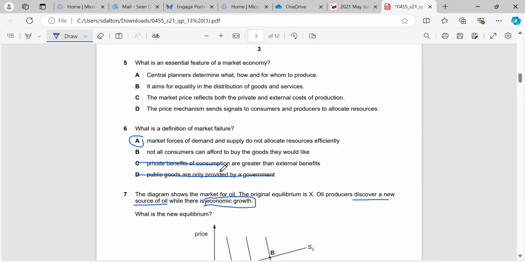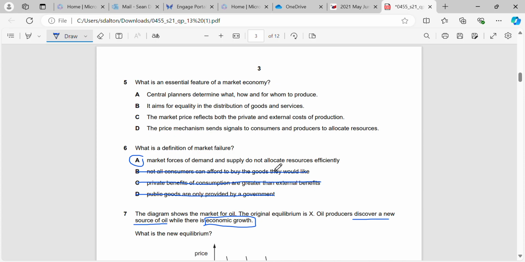Private benefits of consumption are greater than external benefits. Again, we'd be talking about a merit good there potentially. Another consequence of market failure, not a definition of it. And the same with B. Okay, B is just how the market works. Some consumers can afford to buy goods and some can't, depending on their income levels.